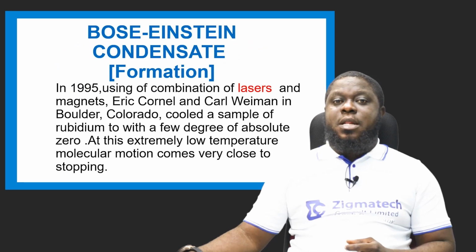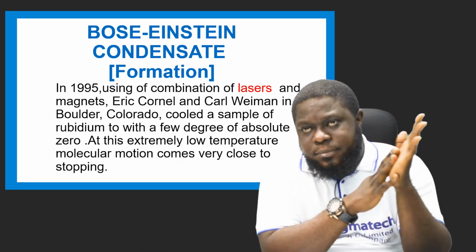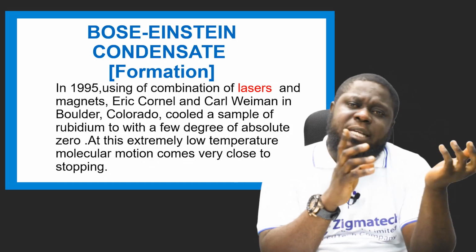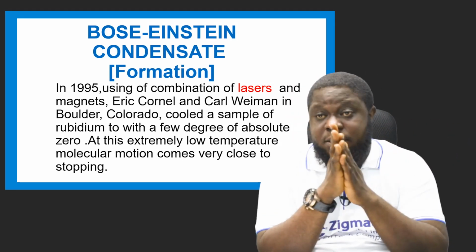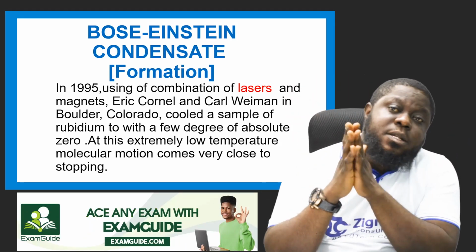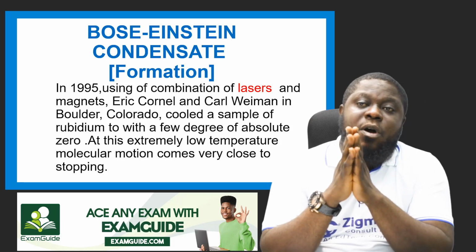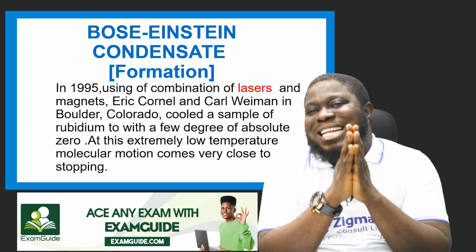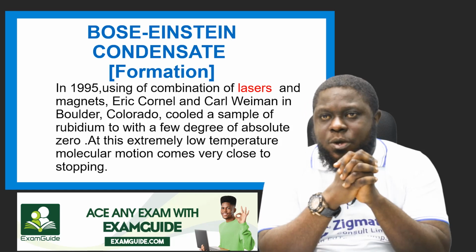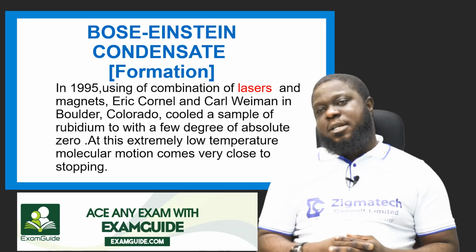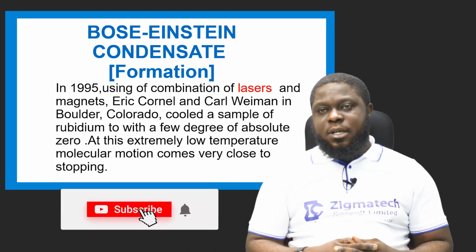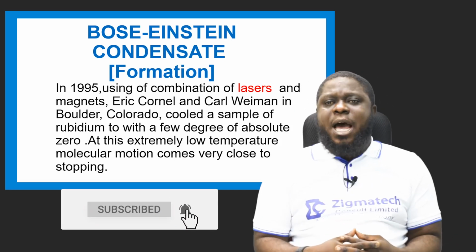Now, let's go to the next state of matter. We'll talk about the classical states, the physical states. Okay? Now, this is the man-made state of matter, the man-made category of matter, which is the Bose-Einstein condensate. As you can see on the screen, the formation, how it was formed.